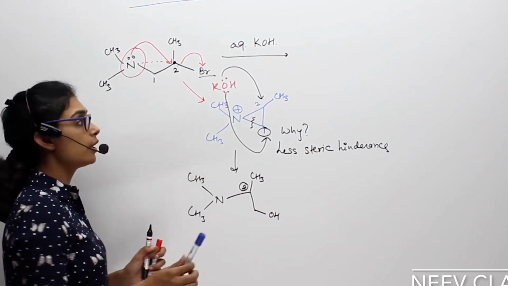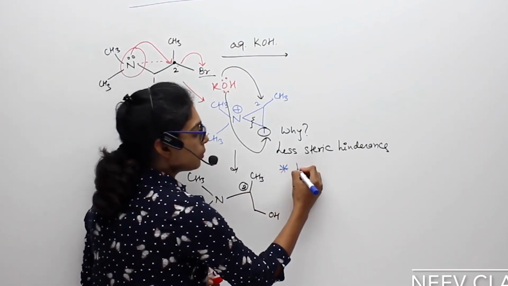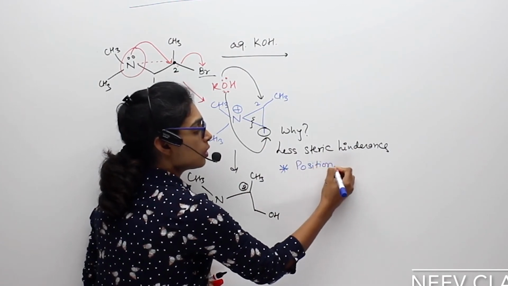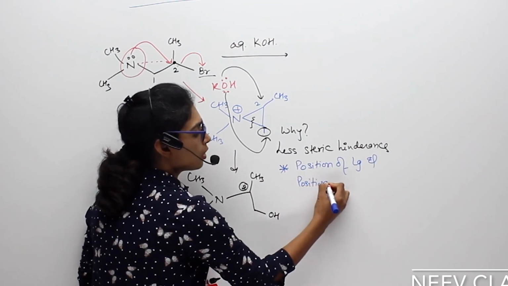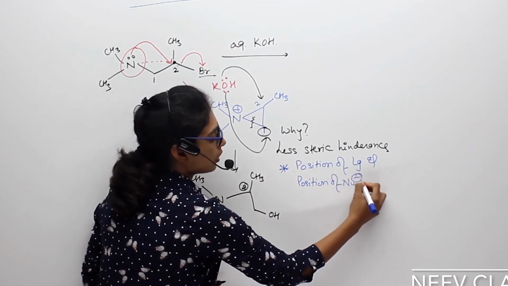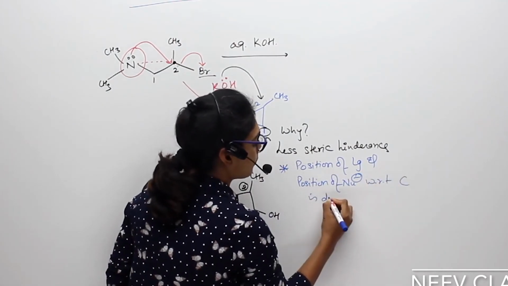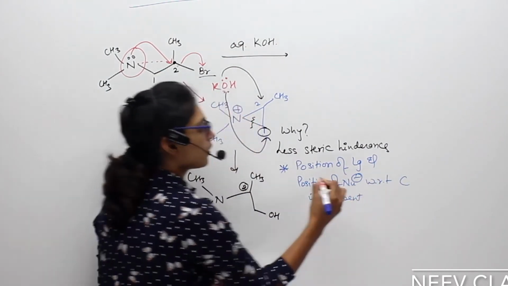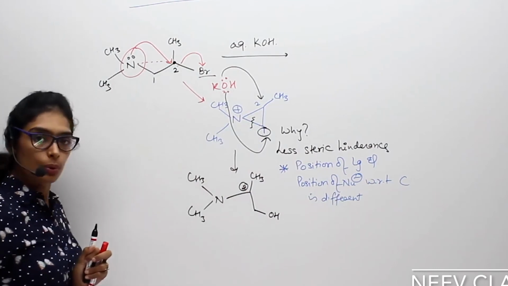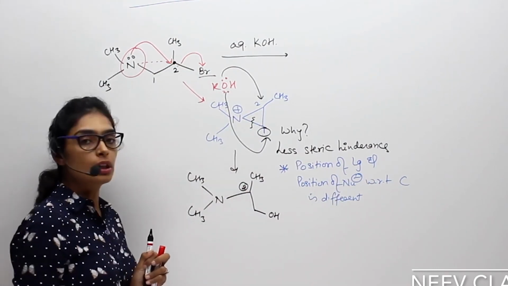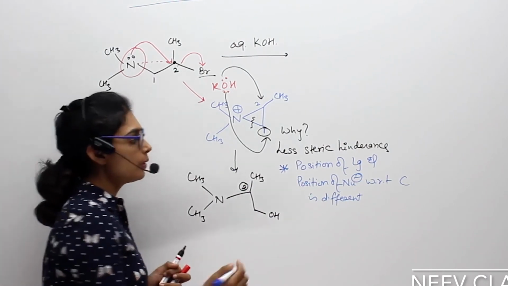Now what we can notice over here are a few things. First of all, the position of leaving group and position of nucleophile with respect to the carbon is different. The position of leaving group was on carbon 2, but the position of incoming nucleophile is on carbon 1. So the position of nucleophile and leaving group can be different.